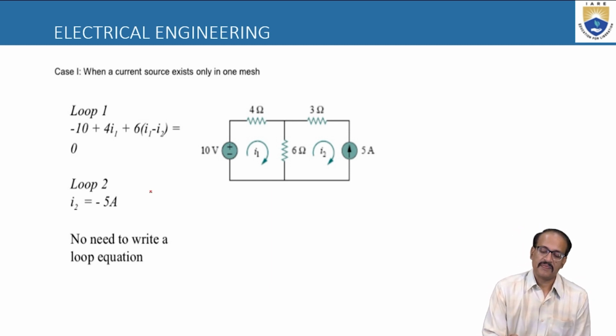In the second loop, if I go simply, I will observe there is already a current. So that current is 5 amperes. There is no need for writing the equation because he has directly given the current value.